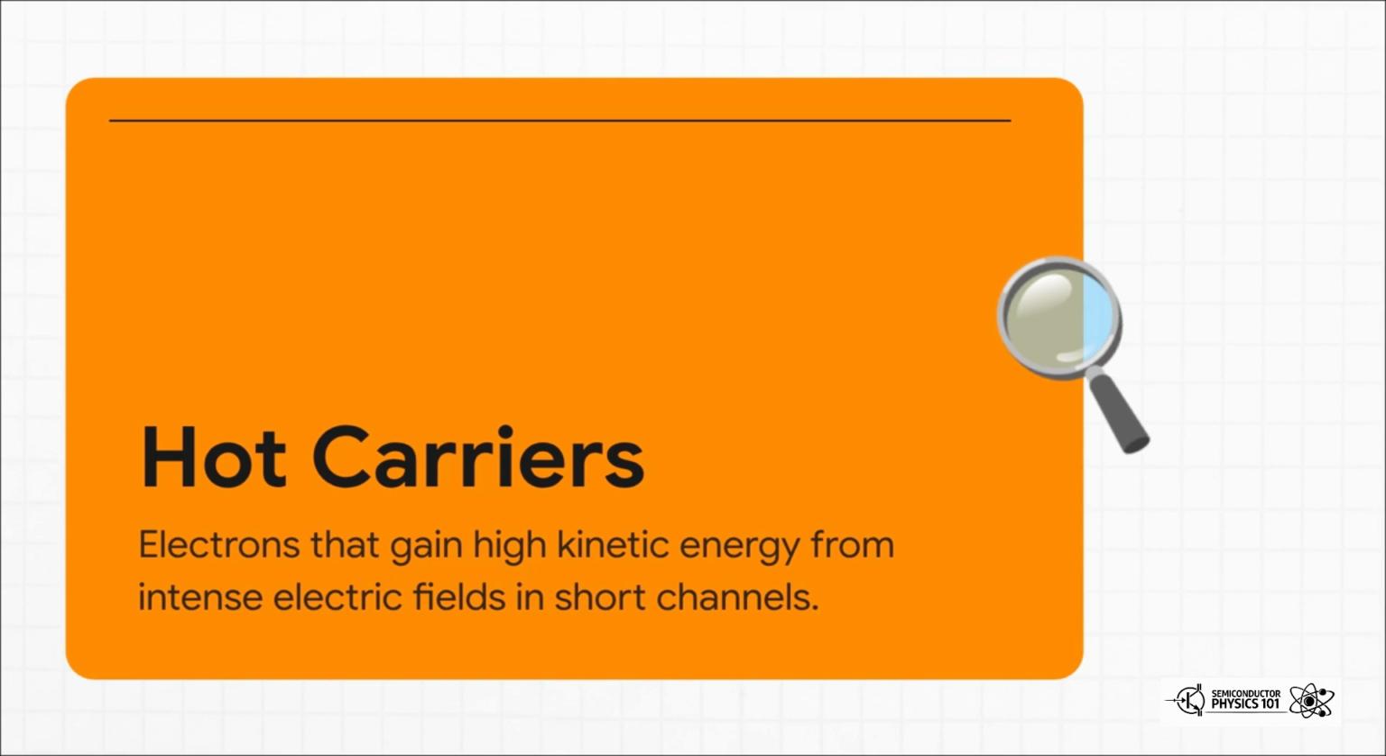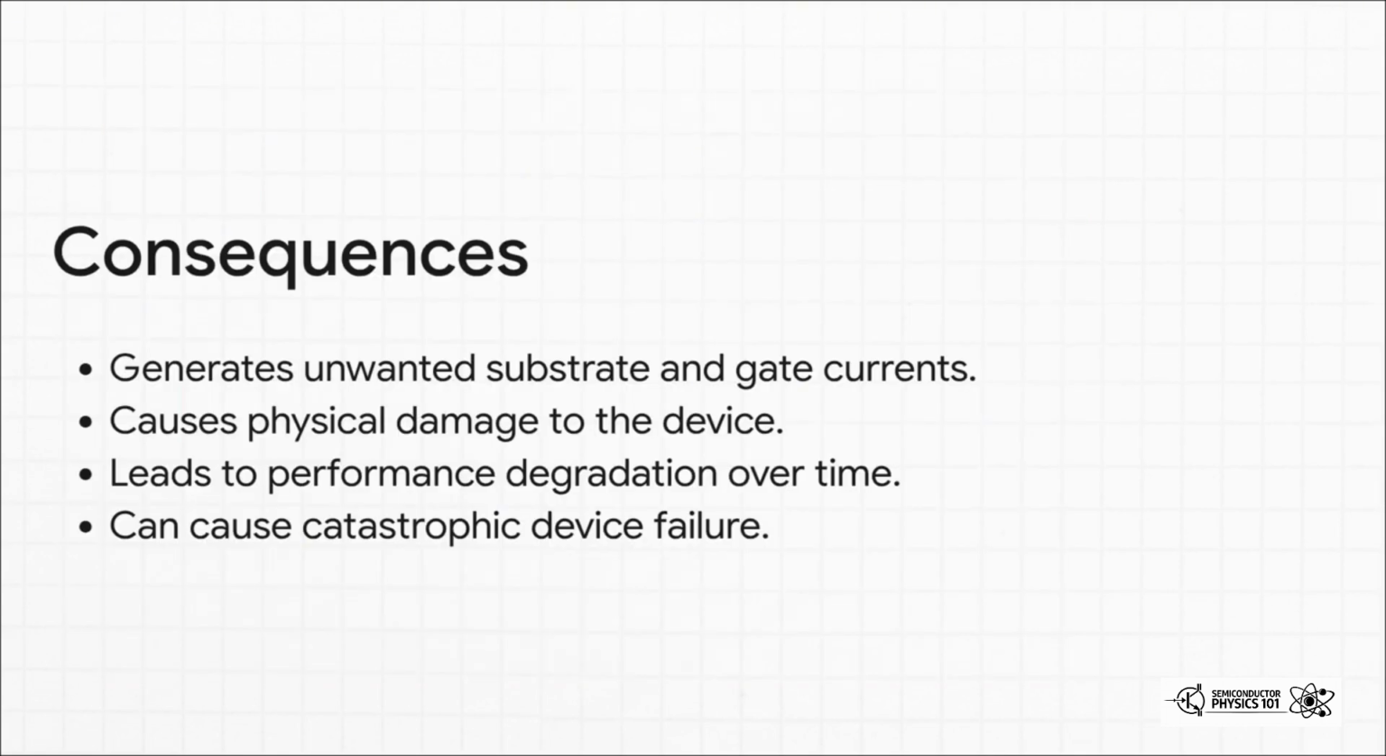Now, this term doesn't actually have anything to do with temperature. It's all about energy. You have these electrons racing across that super short channel, and they get accelerated by this intense electric field, gaining a massive amount of kinetic energy. They basically become microscopic bullets ricocheting around inside the transistor. And these energetic little bullets cause a ton of damage.